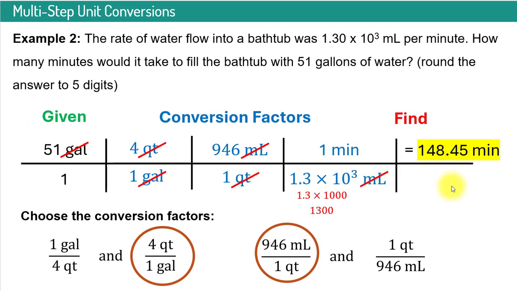Here it is. According to our answer, it's going to take 148.45 minutes to fill the bathtub with 51 gallons of water. Does this answer make sense? It does. 148 minutes is about 2.5 hours, so that sounds pretty reasonable.